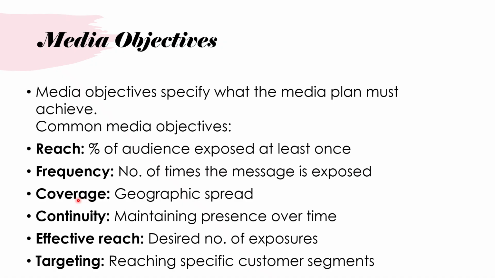Then there is coverage, which talks about the geographic spread of the media plan. Like Amul, it targets all India. A local coaching center would target only a city level audience. Then there is continuity, which helps in maintaining presence over time. Like Coca-Cola runs its ads throughout the year to maintain brand recall. The next objective is effective reach. Here, it ensures that the audience sees the message enough times to remember it. And then finally there is targeting, which is reaching the ideal audience segment.